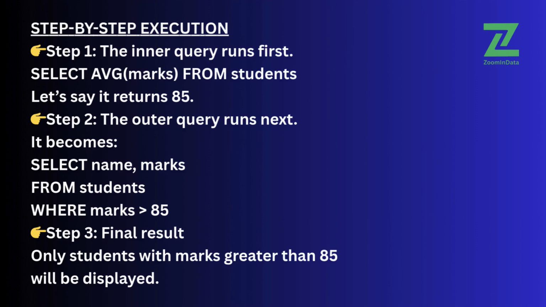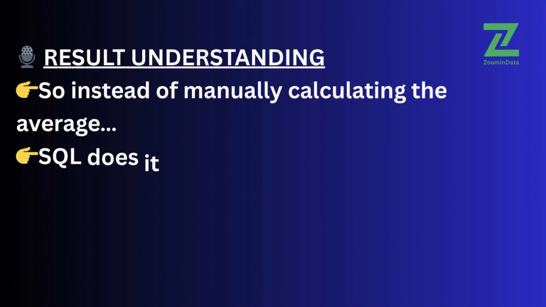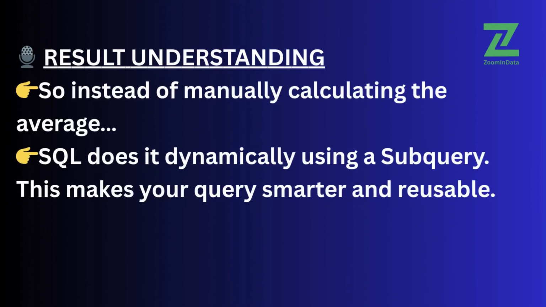Step 3. Final result. Only students with marks greater than 85 will be displayed. So instead of manually calculating the average, SQL does it dynamically using a subquery. This makes your query smarter and reusable.